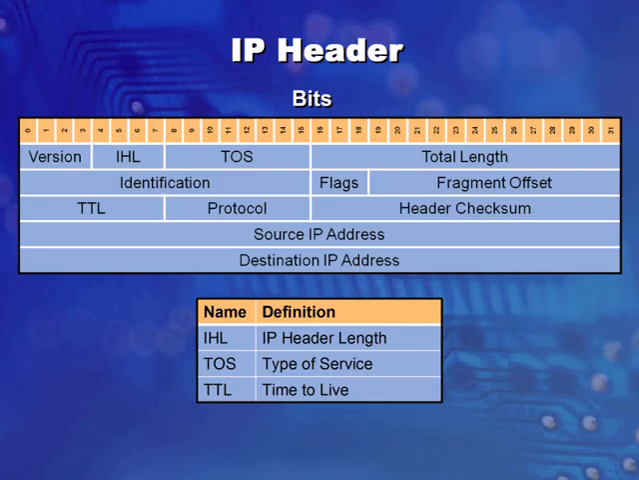Effectively, real-time traffic should be going in front of non-real-time traffic, etc. We then have the total length. That's the length of the header plus the layer 4 header and the data portion as well. The next 3 fields, identification, flags, and fragment offset, are there in case we have to chop up the IP packet in transit. We can take it, we can put it back together based on these 3 fields.